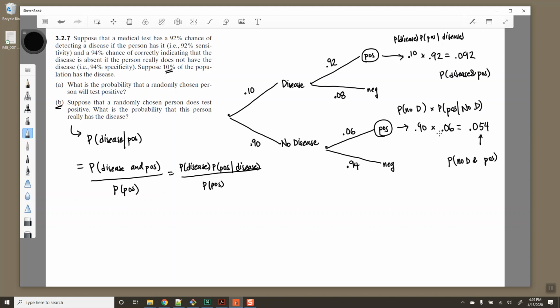Okay, so we're going to add these two together to get the probability of positive. So the probability of positive, which would be the answer to A, is going to be 0.092 plus 0.054. Okay, and if I add these two together, I get 0.146. So this is going to be the value that goes into my denominator. And then the numerator up here, we've actually already calculated: probability of disease times probability of positive given disease is 0.092.